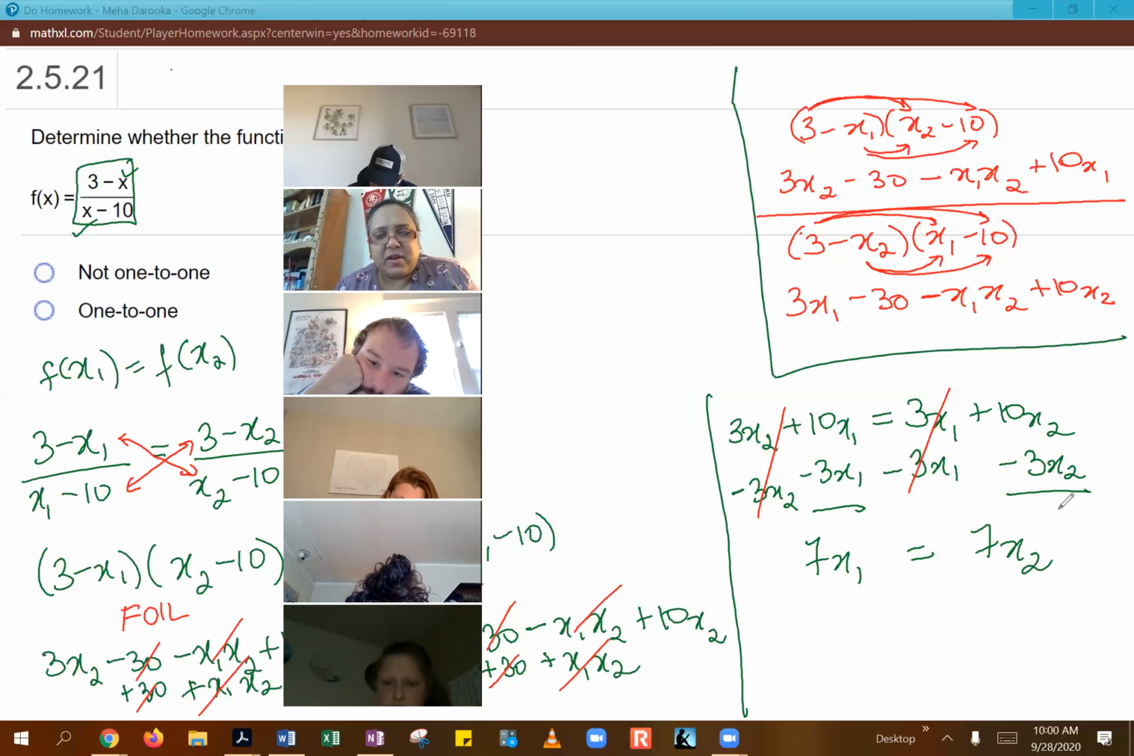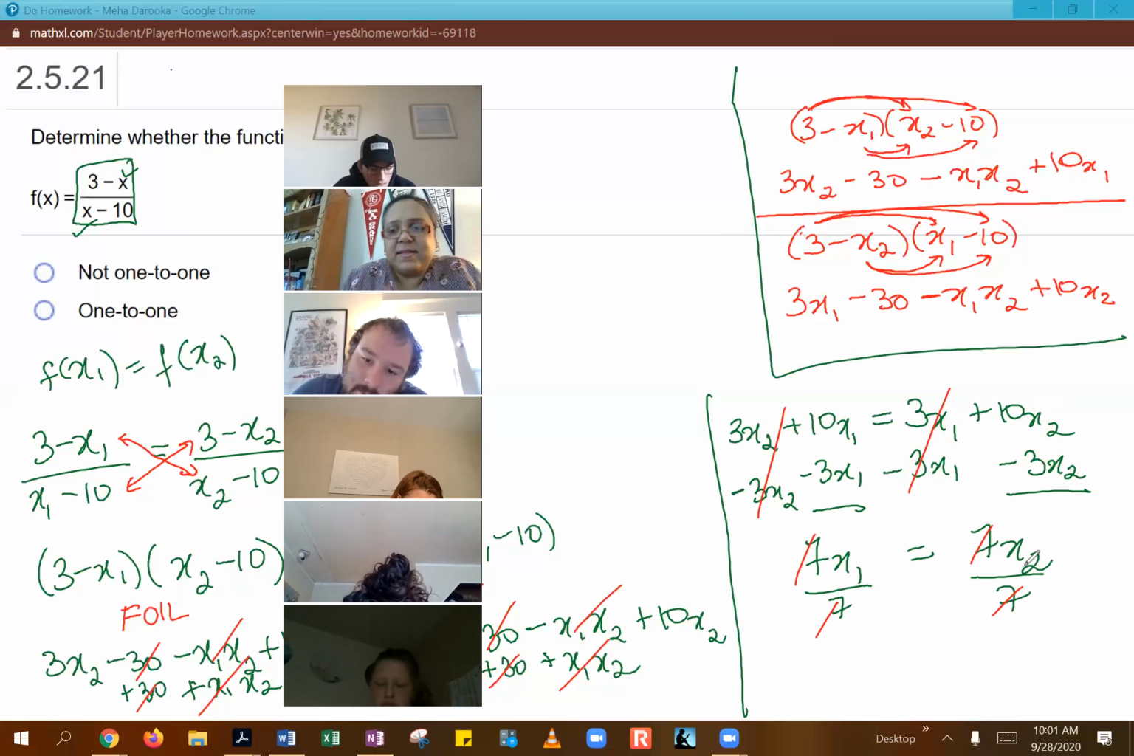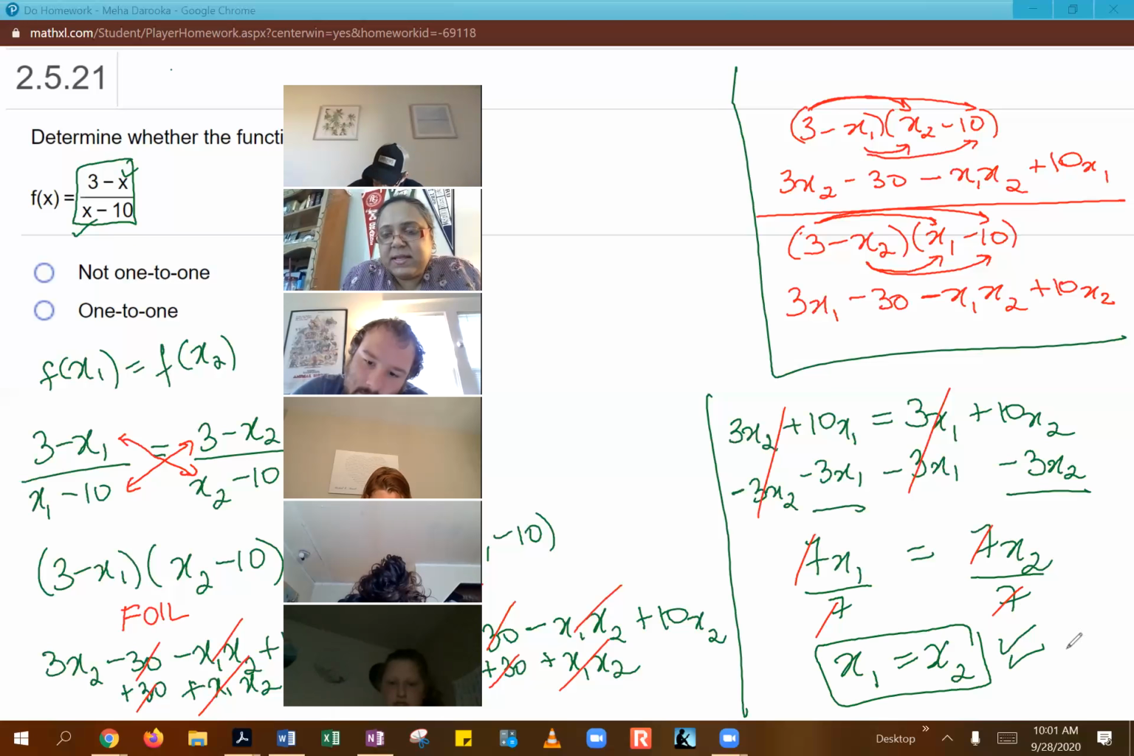What else can we do over here, guys? Because remember, our goal is to show x1 equals x2. Can we divide by 7? Yeah, exactly. Very nice. Divide both sides by 7. And obviously, just the 7s cancel out. And this is kind of what we were hoping for. You have x1 equals x2. And if we can show this, then we know our function is 1-to-1, which means our function is invertible.